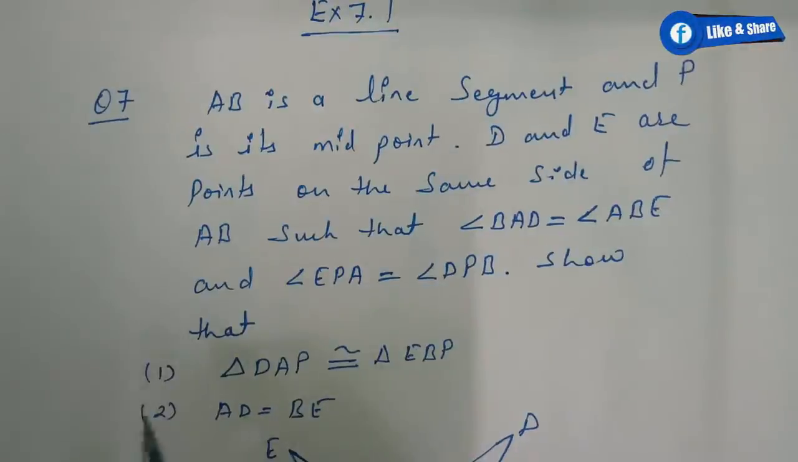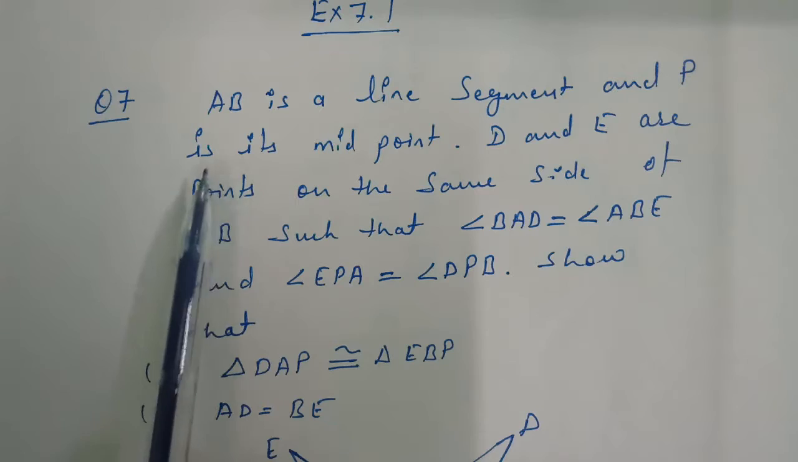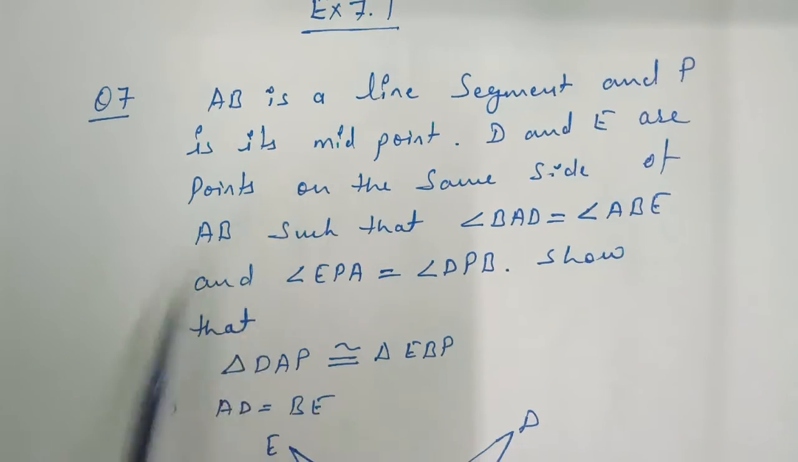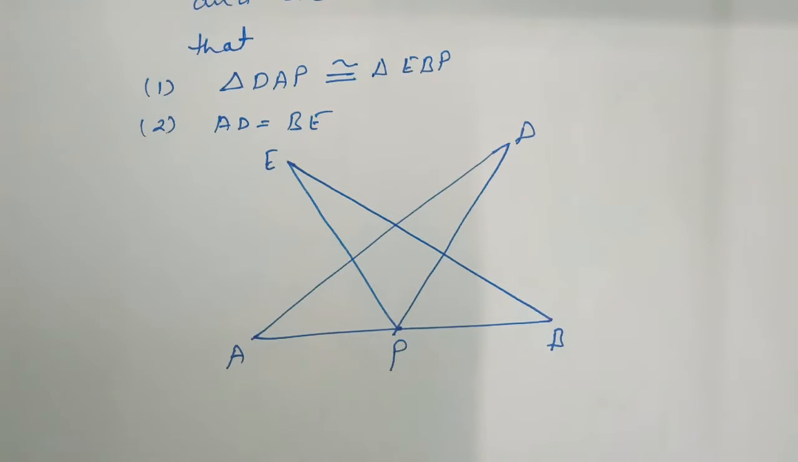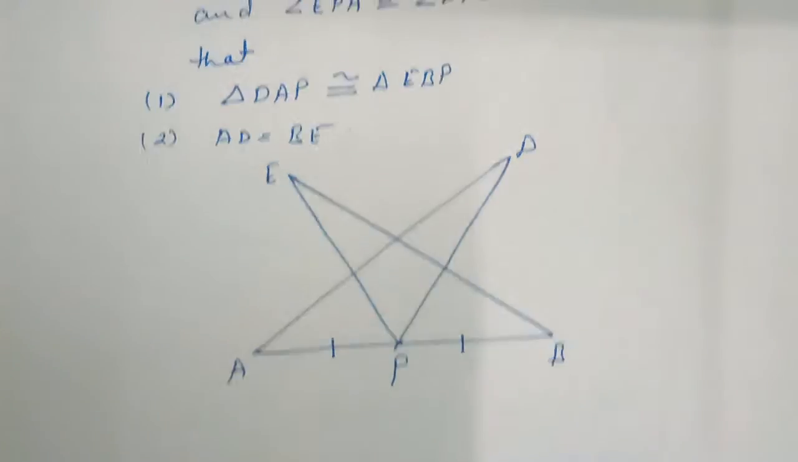Yes, student. Today we are doing question number 7 of exercise 7.1. So here is the question. AB is a line segment and P is its midpoint. We have a line segment AB and P is its midpoint. If P is the midpoint, then these two sides will be equal.